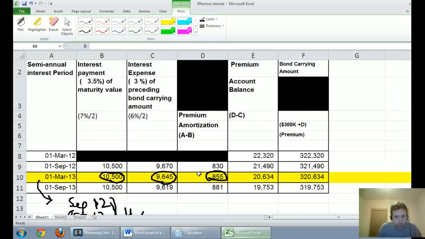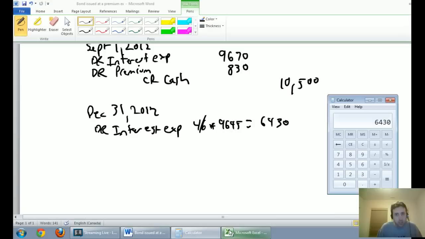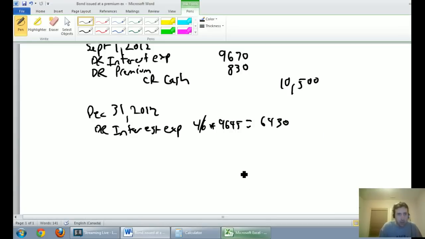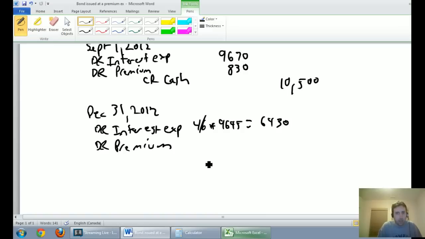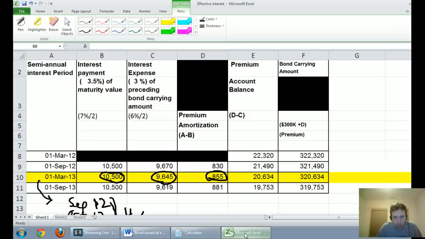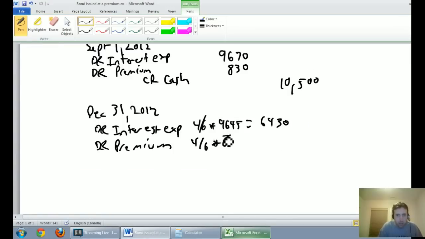Next, I want to see the next item, our premium amortization, 855. Again, I want 4/6 of 855, and I'm going to debit my premium by that amount. I'm going to reduce the premium. Remember, the premium is a credit account. It adds to our bond. 22,320, and we want to reduce it by debiting it. We're going to debit it by 4/6 of, I think it was 855. I'll just double check that. Yeah, 4/6 of 855.